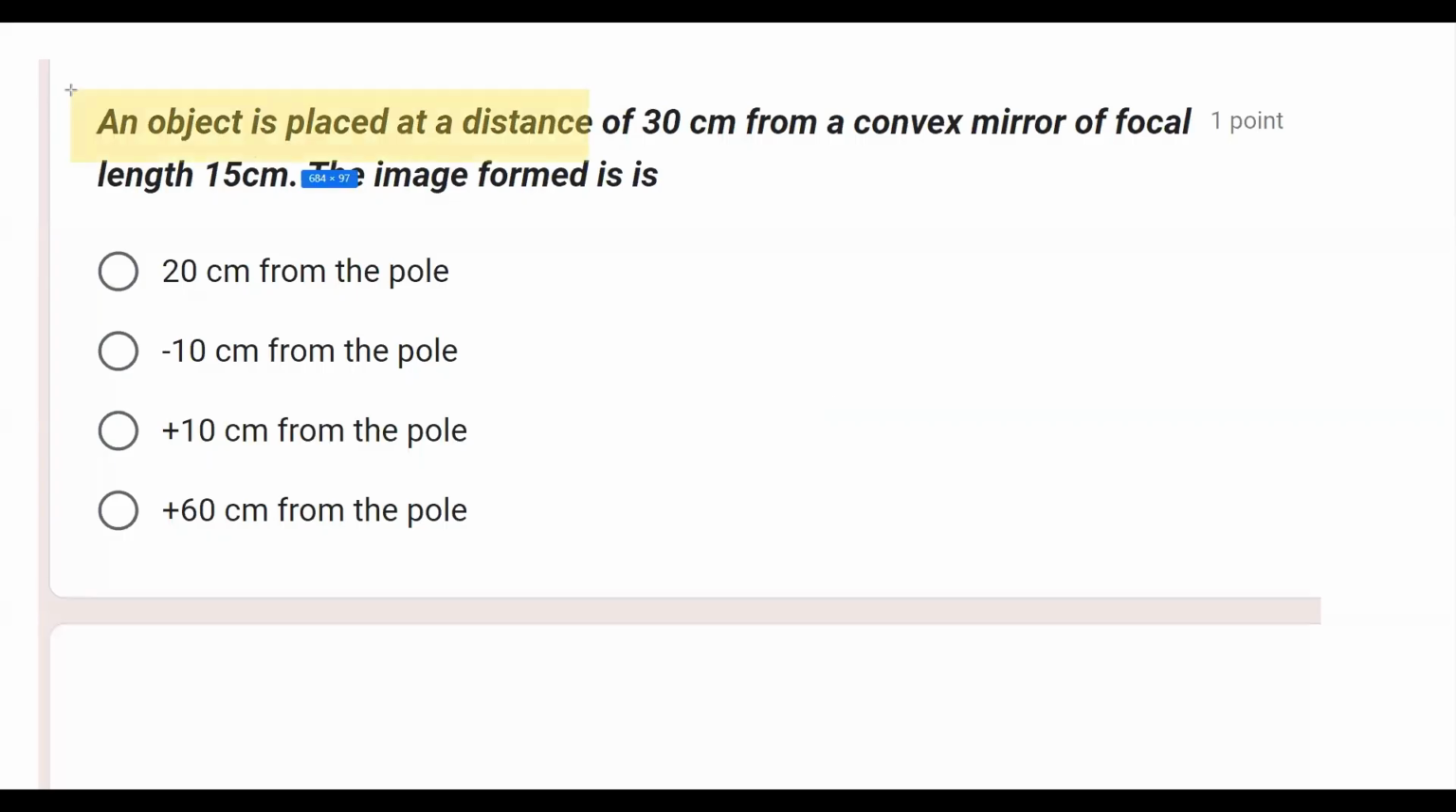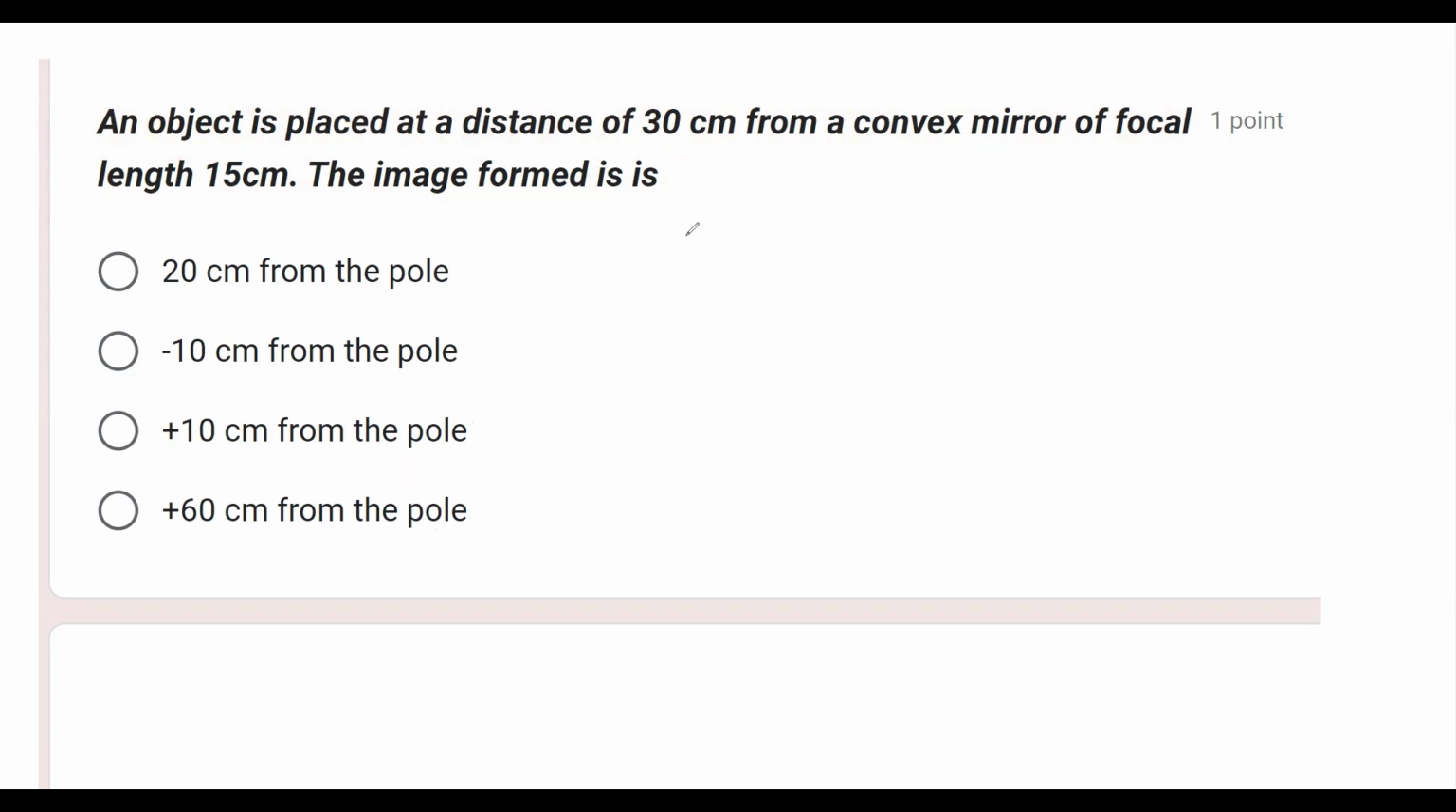In this question, it says an object is placed at a distance of 30 centimeter from a convex mirror of focal length 15 centimeter. So we have to find the image distance. But the distance of the image is always by default from the pole only. All distances are measured from the pole of the mirror. So irrespective whether it's pole or not means the same thing.